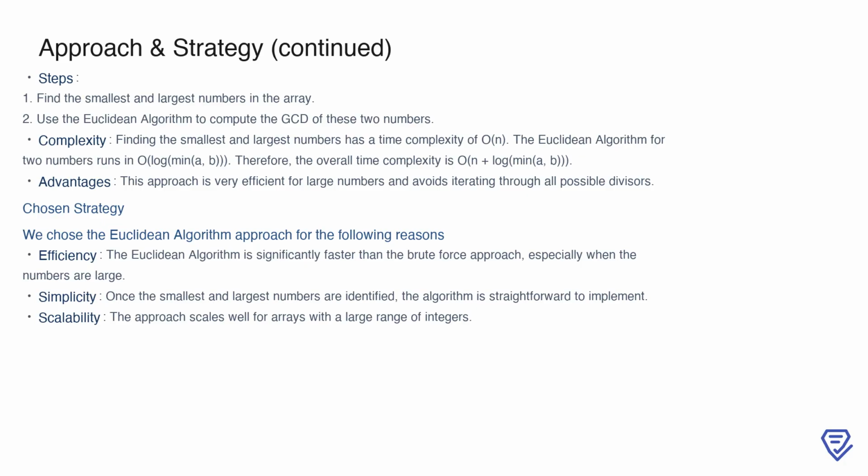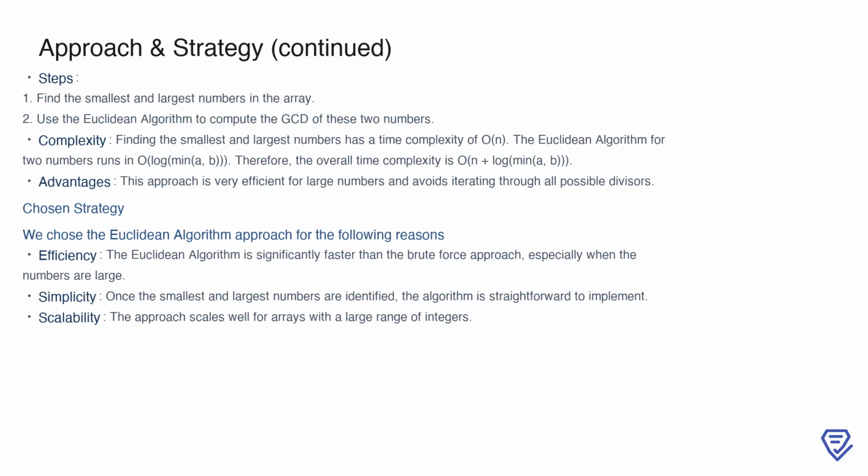To apply this to our problem, we first find the smallest and largest numbers in the array, and then use the Euclidean algorithm to compute their GCD directly. This eliminates the need to iterate through all potential divisors. The time complexity of this approach is much better, as finding the smallest and largest numbers takes O(n), and applying the Euclidean algorithm runs in O(log(min(a, b))). Together, this gives an overall complexity of O(n + log(min(a, b))).